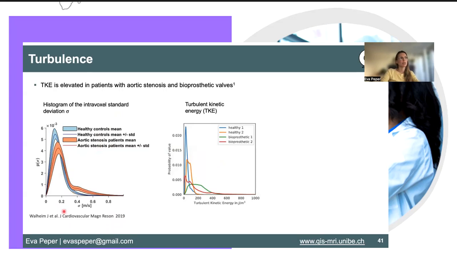This is something that a former colleague of mine has looked at. He looked into this standard deviation of our velocity for healthy controls and for patients with aortic stenosis. You see that throughout the cardiac cycle, the standard deviation of the velocity was much higher for aortic stenosis patients than for healthy controls. And that's also what you see here. I think they had some valve prosthetic in there, but you also see that the turbulent kinetic energy, the three-dimensional value, was higher in the patients than in the healthy controls.